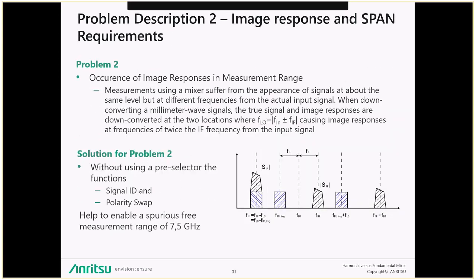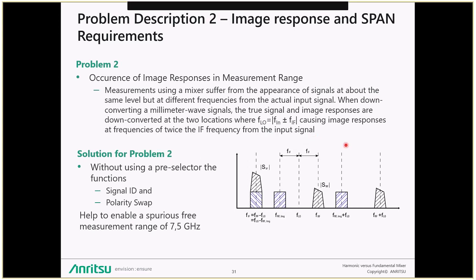Problem number 2 is the appearance of image responses in the measurement range. When doing measurements in the millimeter wave band, we are not using a preselector in our spectrum analyzer. We are using a mixer, and measurements using a mixer suffer from the appearance of signals at about the same level but different frequency from the actual input signal. When down converting a millimeter wave signal, both the true signal and image responses are down converted at 2 locations where the frequency of the local oscillator complies with this formula, causing image responses at a frequency of twice the IF frequency from the input signal.